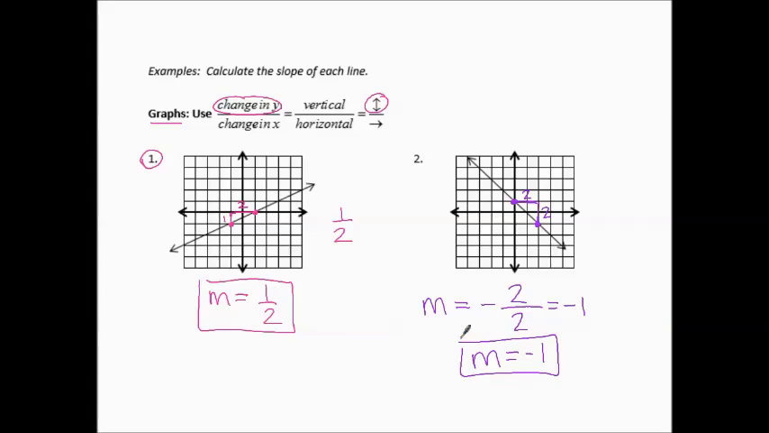And that is how you would find your slope from a graph. Please bring your notes to class. You will continue to work on this and take a look at how we can find our slope from those 2 points together.